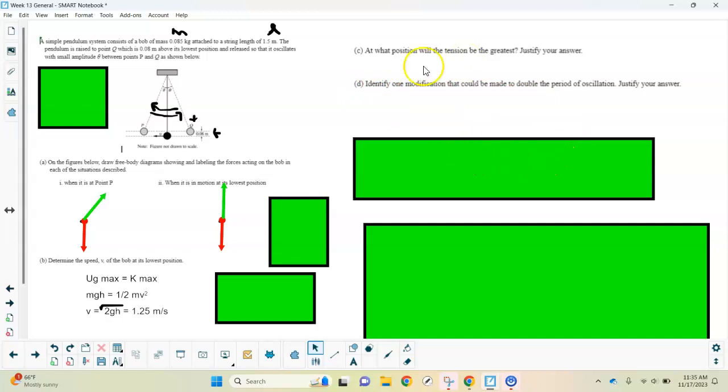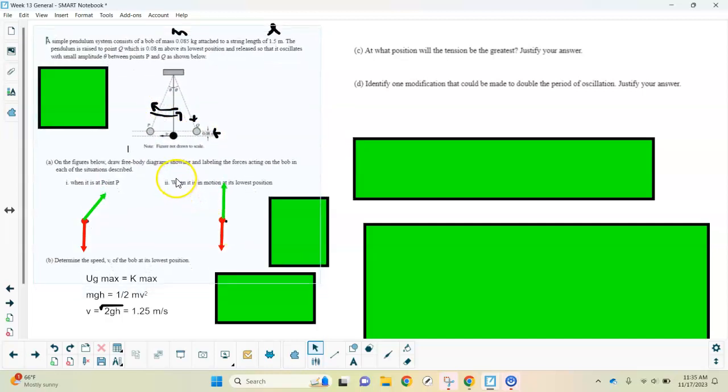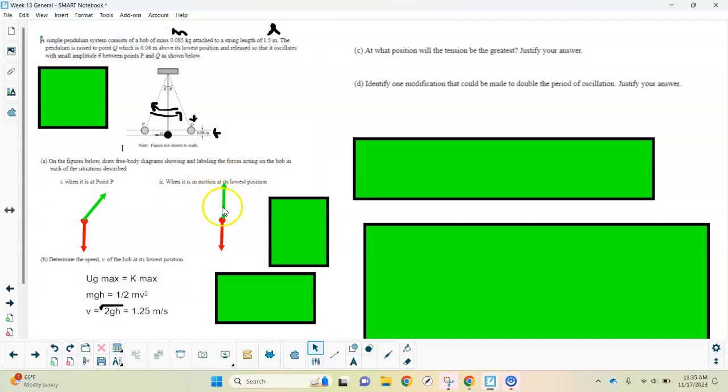So for the tension being greatest, this is where I got confused. You should talk about centripetal force here. The centripetal force is equal to the forces acting along the circle. So the biggest force occurs here, when you have the centripetal force, or the tension, going up, and the gravitational force going down.